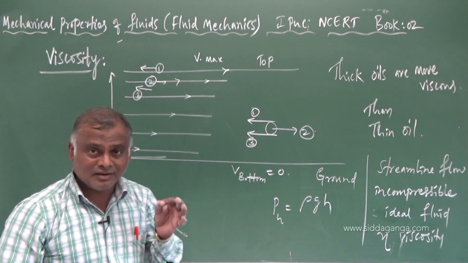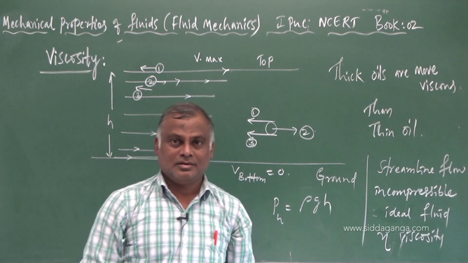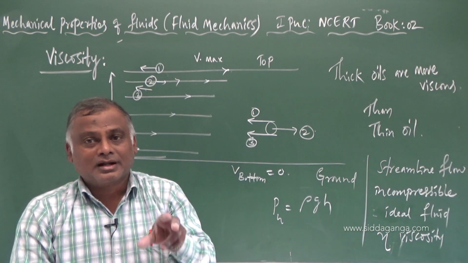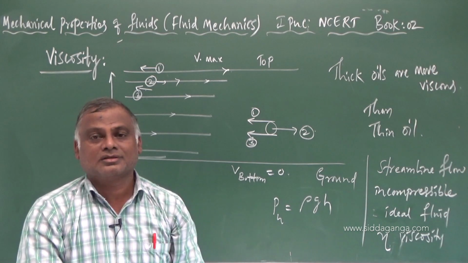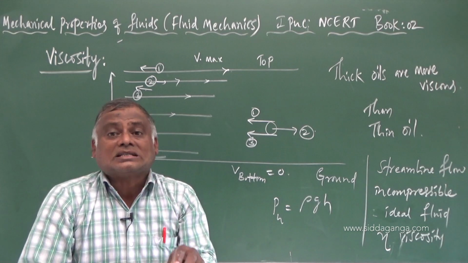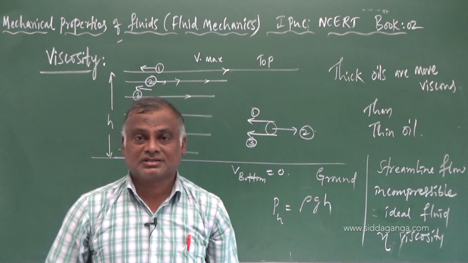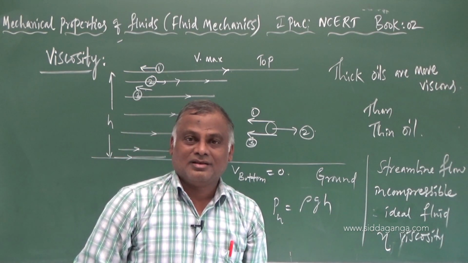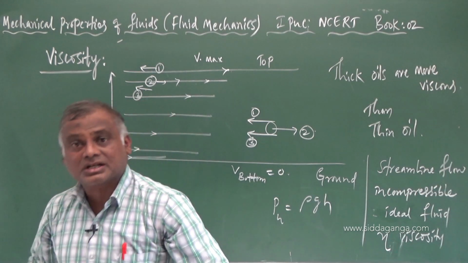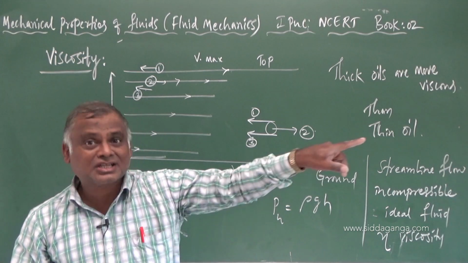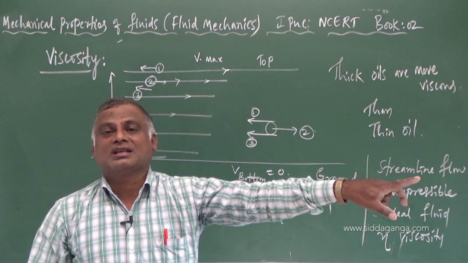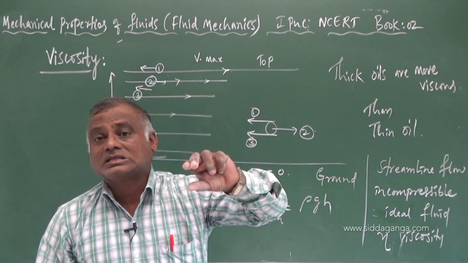The property of the fluid, which tends to reduce the velocity of its adjacent layers, which always acts opposite to the direction of flow, is known as viscosity.